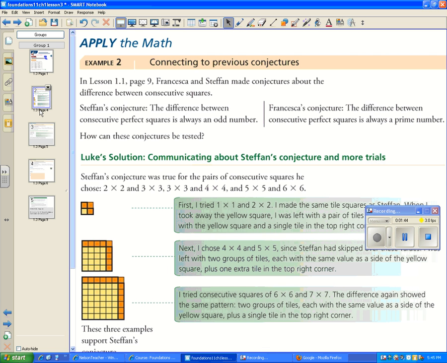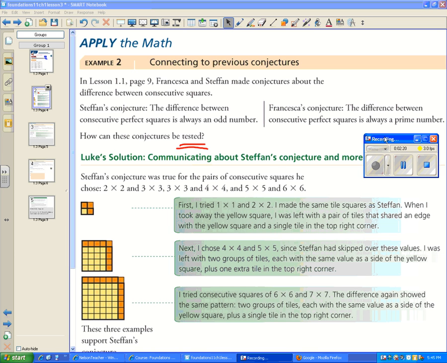Back in 1.1, we had Francesca and Stefan make conjectures about the difference between consecutive squares. Stefan had said that the difference between consecutive perfect squares was always odd, and Francesca said the difference between consecutive perfect squares is always a prime number. What we're going to do now is test these conjectures. We're going to see if we can find a counterexample. Once we find a counterexample, we'll know that their conjectures are false. So let's look first at Luke looking at Stefan's conjecture.